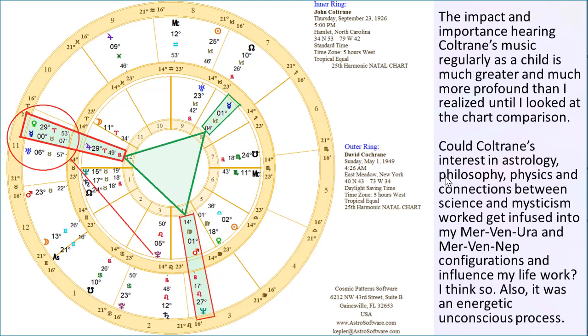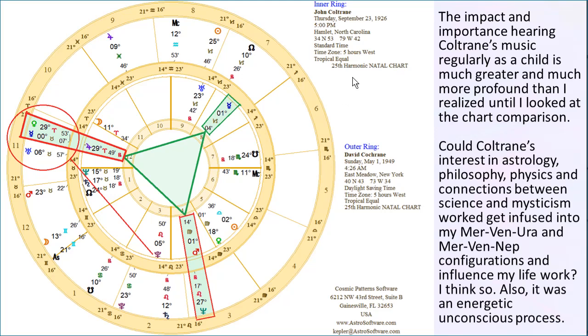And we will follow this even further. So the impact and importance of hearing Coltrane's music regularly as a child and as a teenager is much greater and much more profound than I realized. I couldn't imagine it would be this profound and this direct until I looked at the chart comparison. And the ways in which it's influenced the trajectory of my life, I think, are much more direct and real than I would have imagined. And why did I become an astrologer? I think this is part of it.